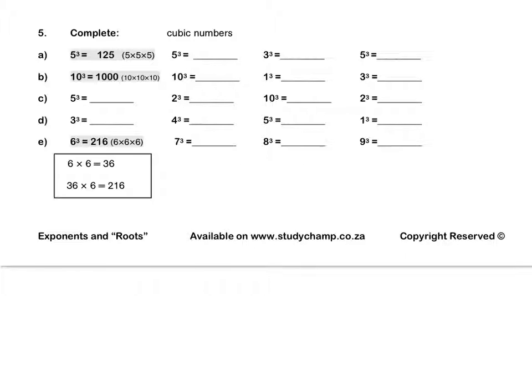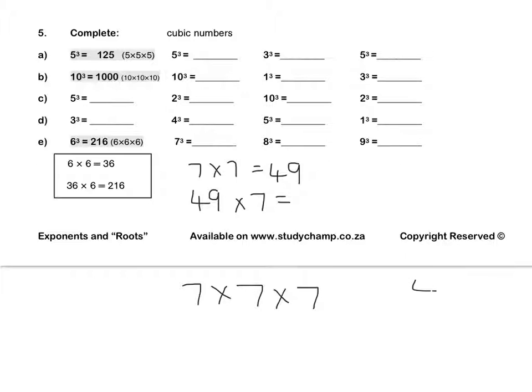7 cubed is 7 times 7 times 7, which I'm going to write here. Now, 7 times 7 is 49, and 49 times 7, let's do a sum. 7 times 9 is 63, 7 times 4 is 28, plus 6 is 34. Therefore, our final answer of 7 cubed is 343.